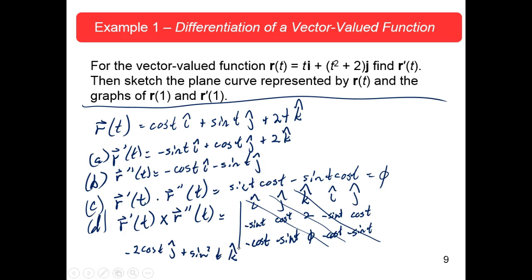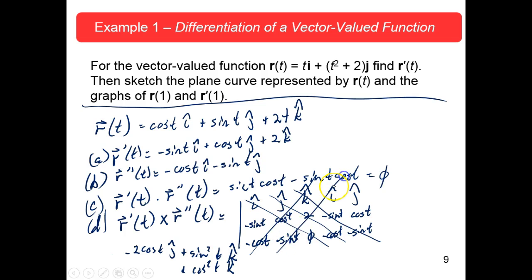Now we go to our up diagonals, but these you're always going to subtract. So you subtract, and you've got a minus here, so minus times plus is going to be a plus, and this is going to be a k, so that's going to be plus cosine squared t k.